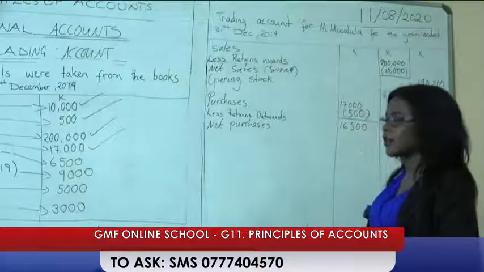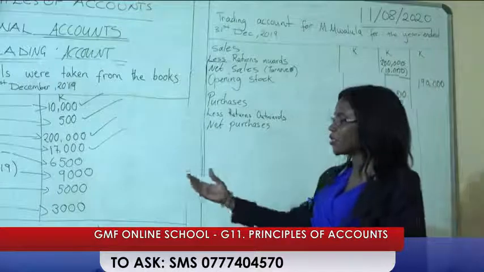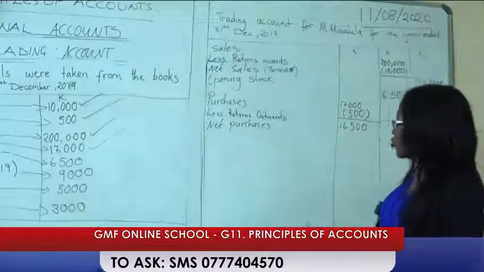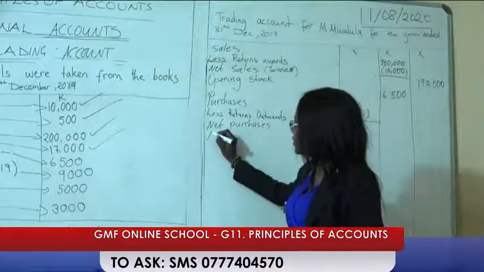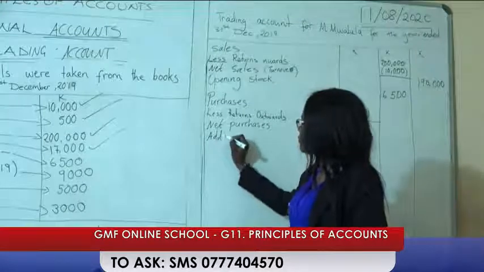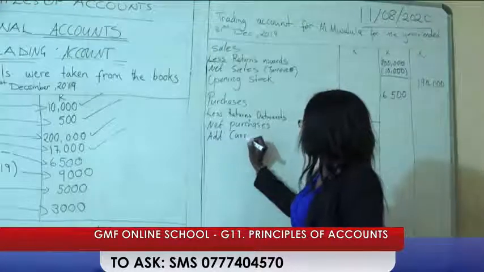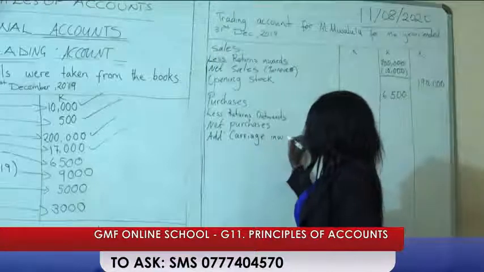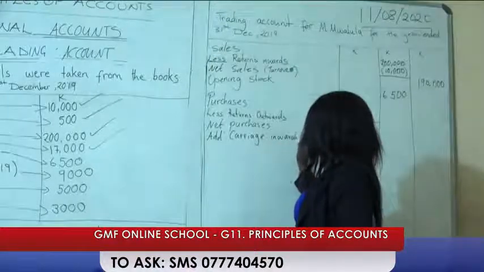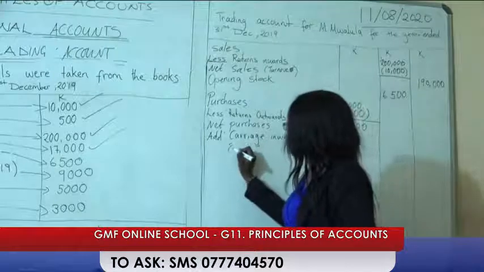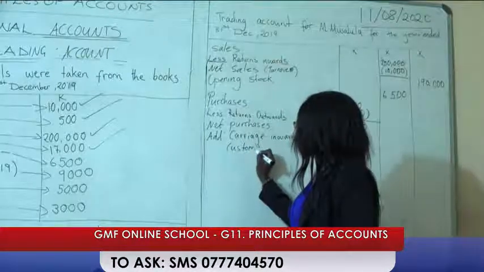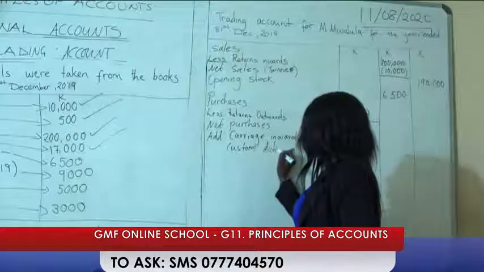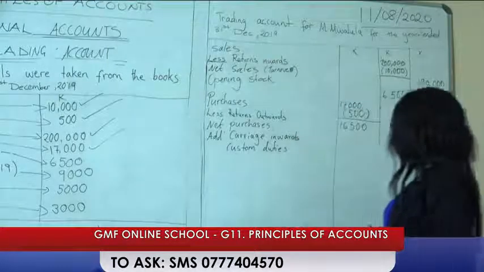Then the next adjustments are the carriage inwards, this transport money we are using as we are purchasing our goods and services, and the charges for the imported goods, which are the custom duty. So here we're going to say add. What are we adding? The carriage inwards to the net purchases and the custom duties, the money charged for imported goods.